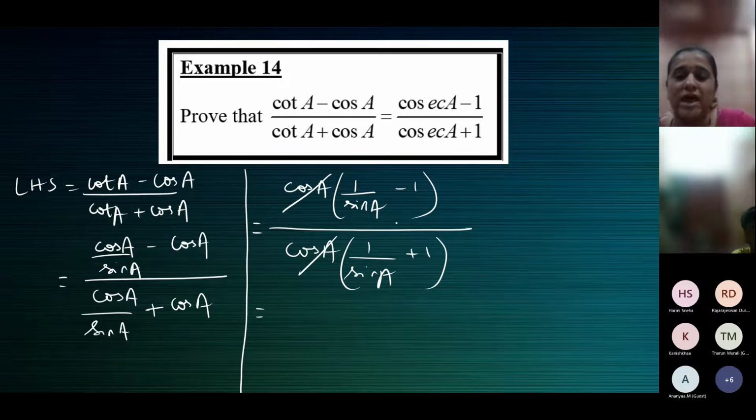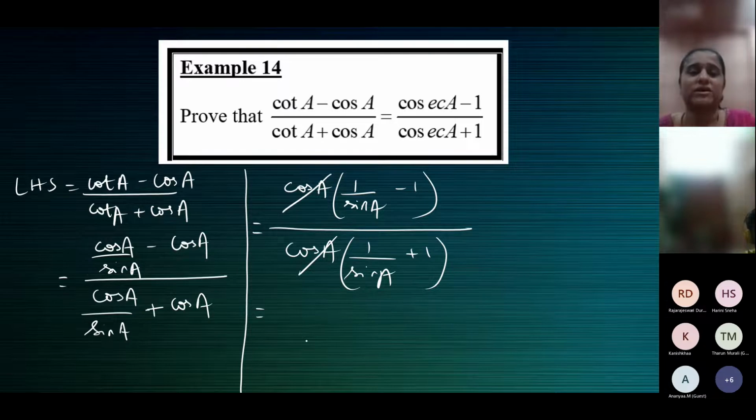Now look at what you have and look at the RHS, children. You have minus 1 plus 1. Just look at the RHS. That will tell you what to do next. You're so close. There it is, cosecant A here, but here it is 1 by sin A. Now 1 by sin A is equal to cosecant A. Cosecant A, that's all. So we should not take the LCM. Don't take the LCM. Normally we take the LCM, right?